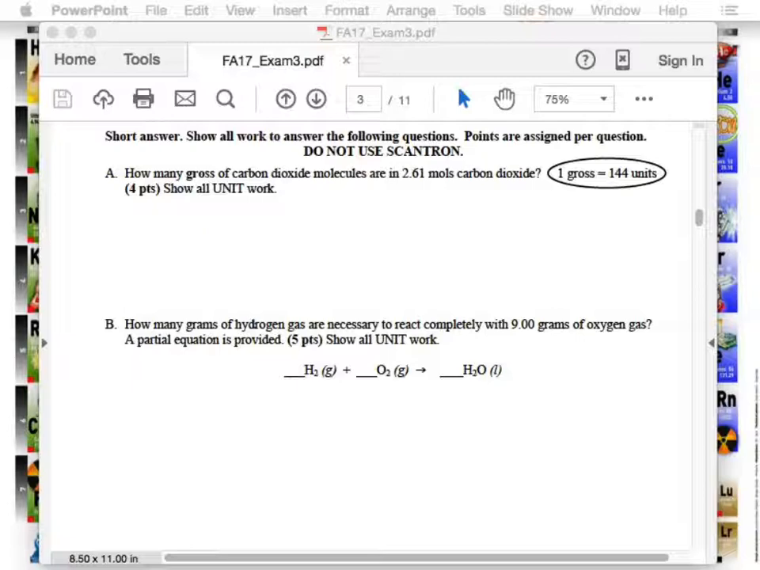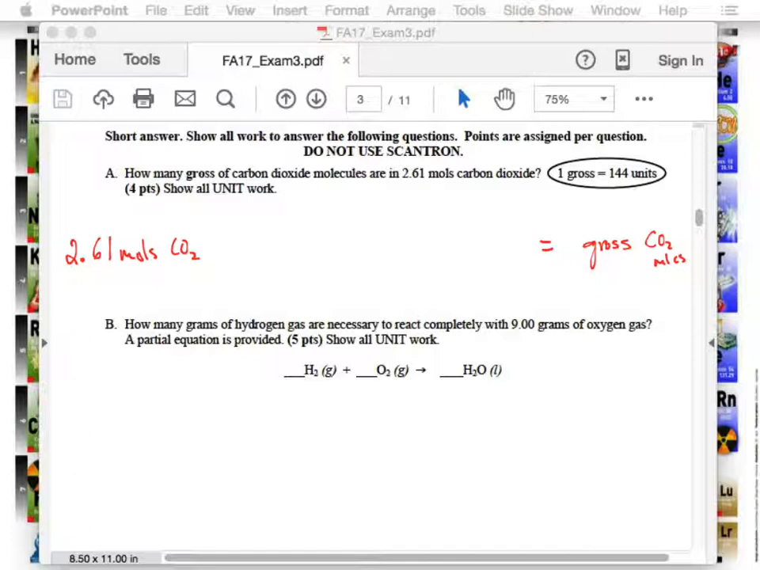Carbon dioxide. No. We're solving for gross, and ultimately gross carbon dioxide molecules. Okay, and I'm going to do the MLCS. What are we given? 2.61 moles of carbon dioxide.